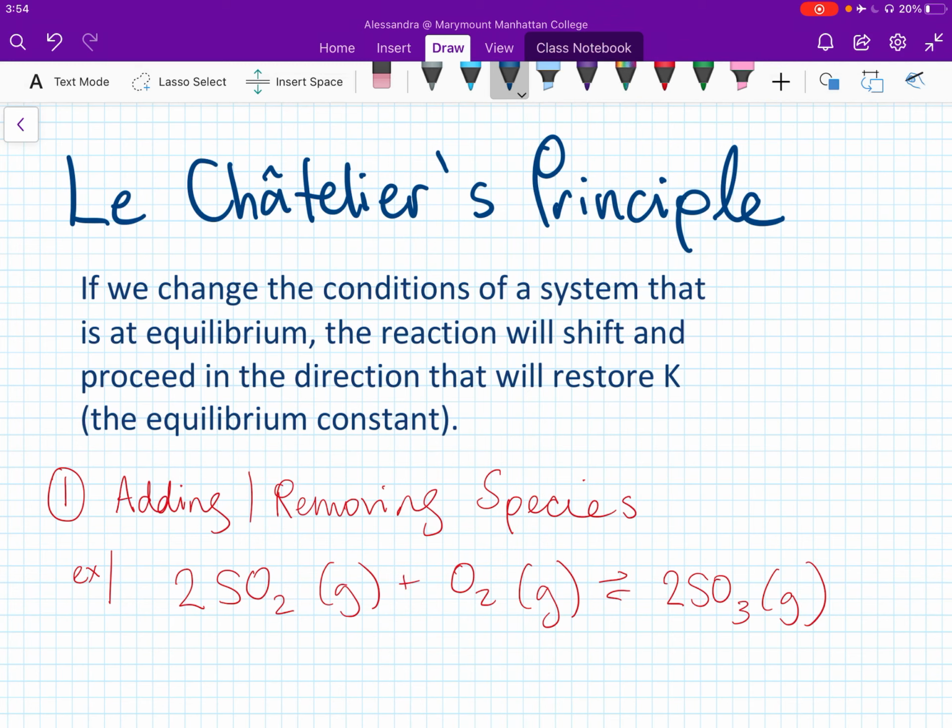So I'm going to present this as three cases. The first case is if we add or remove species from a reaction. And I think, as with everything, the best way to illustrate this is by doing an example. So let's take a reaction where we have two sulfur dioxides reacting with oxygen to make two sulfur trioxides. So we have this equilibrium between both sides.